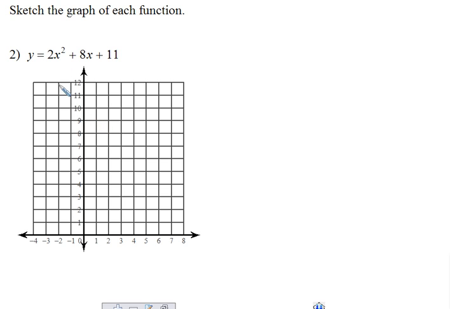It is a parabola. We know that because it's in the form of ax squared plus bx plus c. And the first thing we need to do is find the x-coordinate of that vertex. It is found by taking -b over 2a. 8 is b, so we get -8. A is 2, so when we double it, we get 4. And so when that is simplified, we get -2.